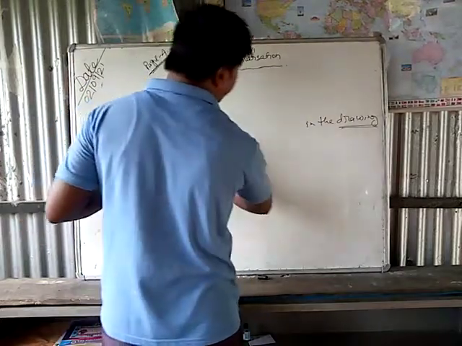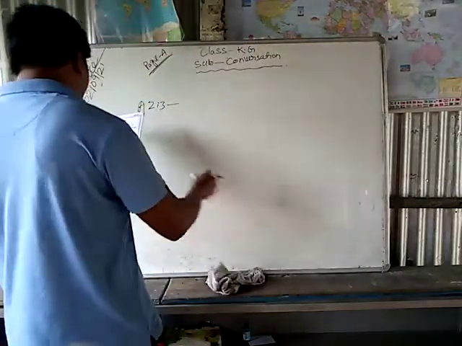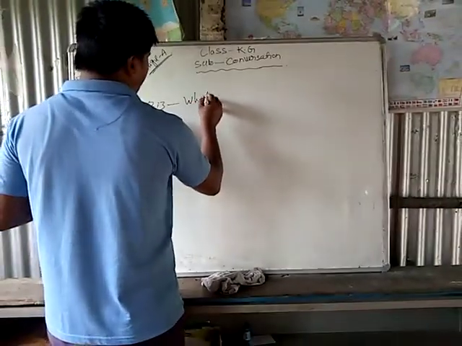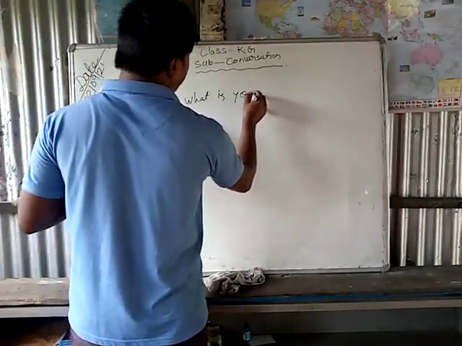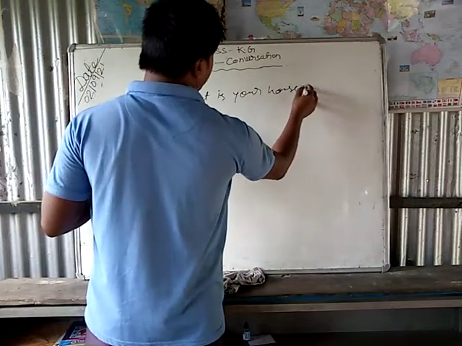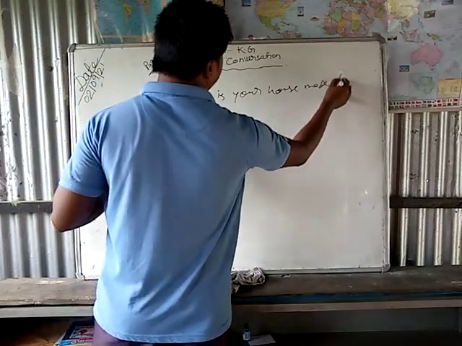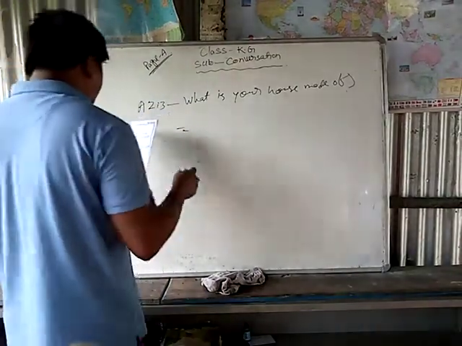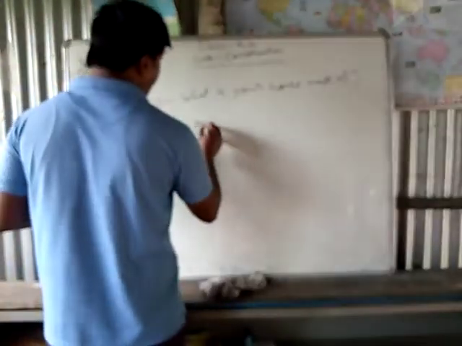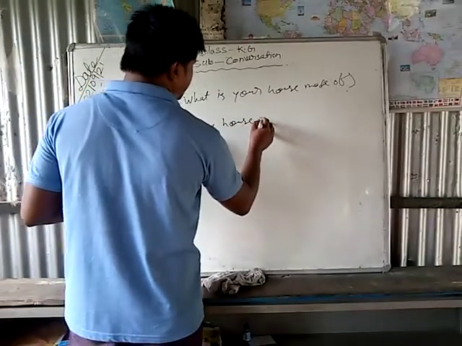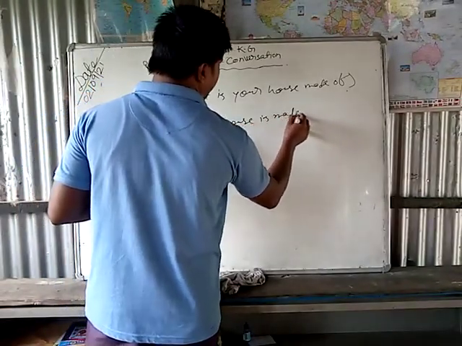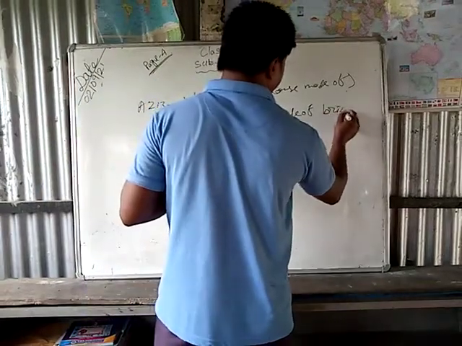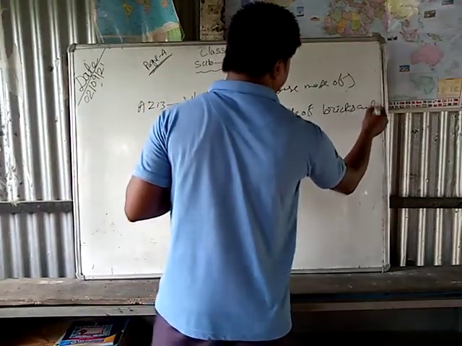Next, this is asked to Amal. Next question is, what is your house made of? Again Amal is replying that my house is made of bricks and cement.